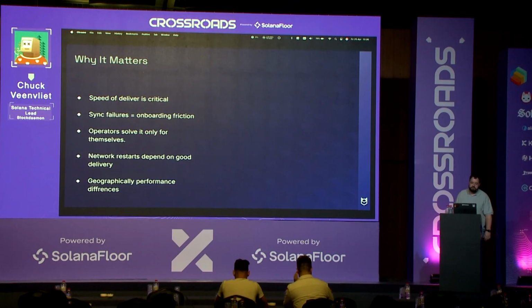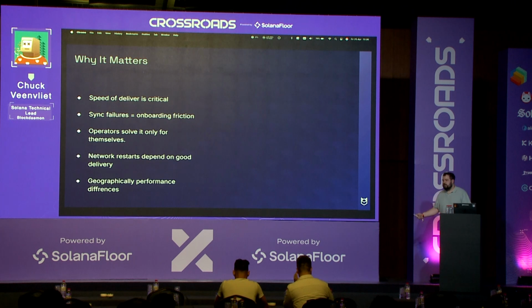Sync failures, we see it in Discord a lot: people say, I'm trying to launch my validator, it never catches up, it's like a billion blocks behind. How's that possible? Most of the time it was a snapshot that actually didn't work and it tries to sync from something really old.